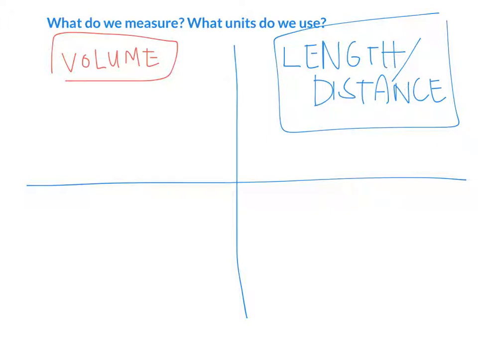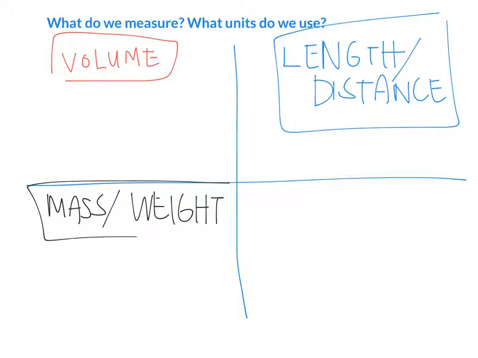What's something else that we measure? Gia? Mass. Or if you're finding the mass of something, that's the same thing as finding its weight. Okay, so we can write mass and weight. What kinds of units do we use to measure mass and weight? Marvin? We can use pounds. Pounds, sure. Nithya? We can use grams and all its different kinds of grams.